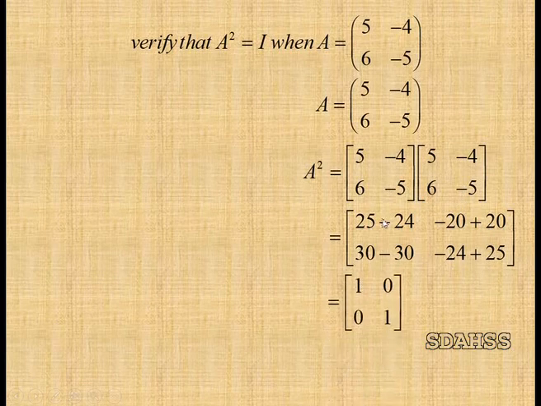Which is equal to 25 - 24 = 1, -20 + 20 = 0, 30 - 30 = 0, -24 + 25 = 1, which is equal to I. A² is equal to I, hence verified.